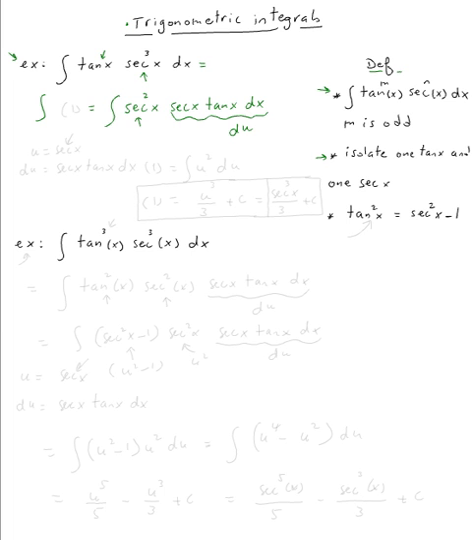So what would be the u? The u will be secant of x. So the u will be secant of x. Du will be secant tangent dx. So think about it, this is just du. So we have u squared du, which is equal to u cubed over 3 plus a constant, and then replace the u by secant and you're done. So it's secant cube of x over 3 plus c.